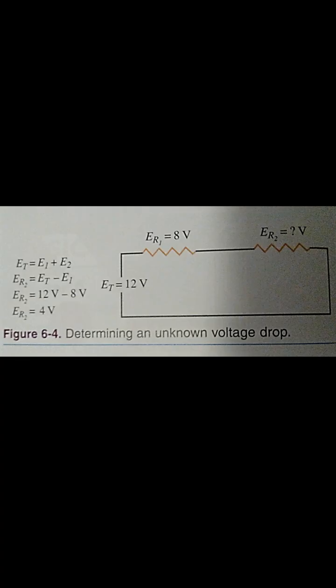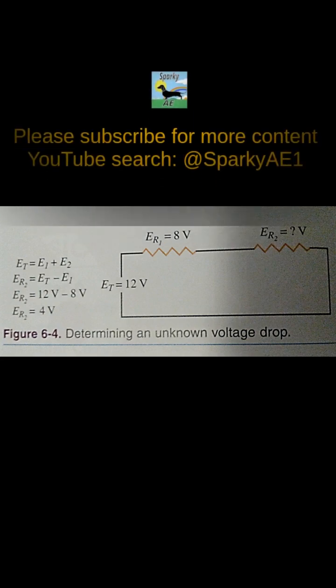Determining an unknown voltage. To find a single unknown voltage value, subtract the known resistance voltage drop values from the source. In figure 6-4, two resistors are wired in series. The value of R1 is 8 volts and the source is equal to 12 volts. To apply the law of voltages in a series circuit, subtract the known circuit voltage drops from the source.